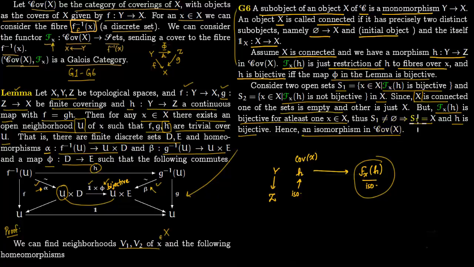All this material is taken from this book called Galois Theory of Schemes by Lenstra. You can Google it and you will get it. So I'm taking it from this book by Lenstra.